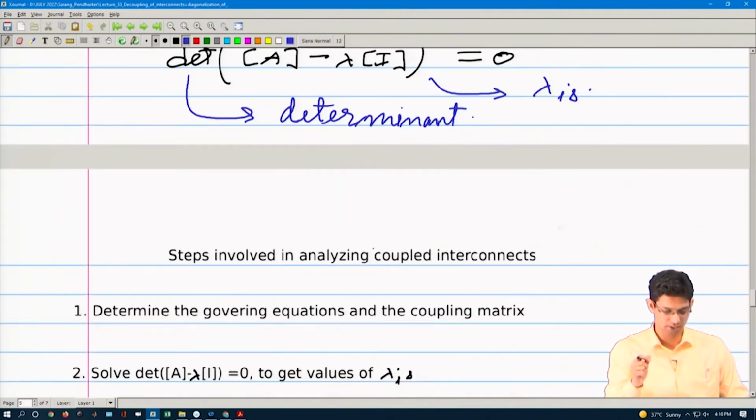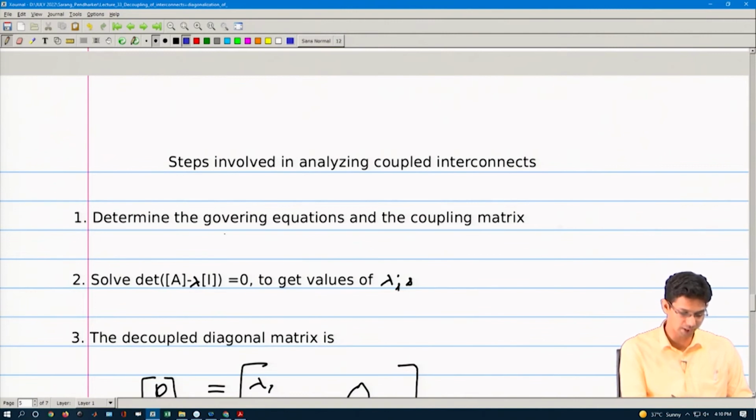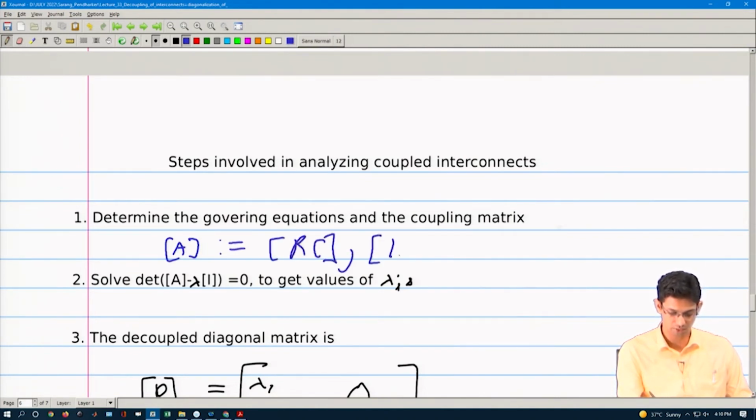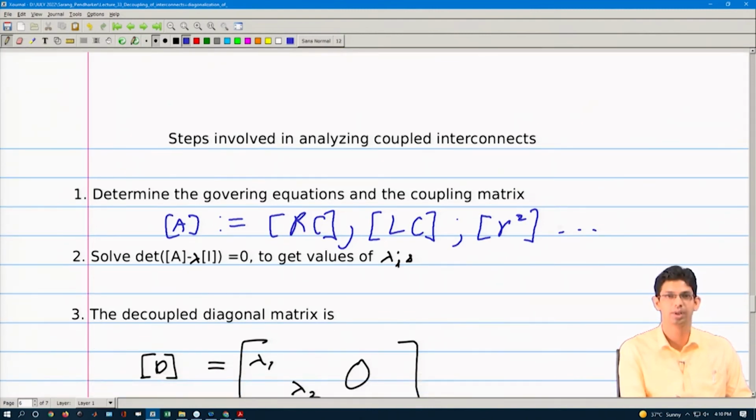So, let me summarize the steps that are involved in analyzing these coupled interconnects. So, we start with determining the governing equations and the coupling matrix. So, finally, you will have A, and then A can be your RC or your LC or your gamma square, etc. Once you have got this A, you solve this equation, determinant of A minus lambda I equal to 0 to get values of lambda i's.